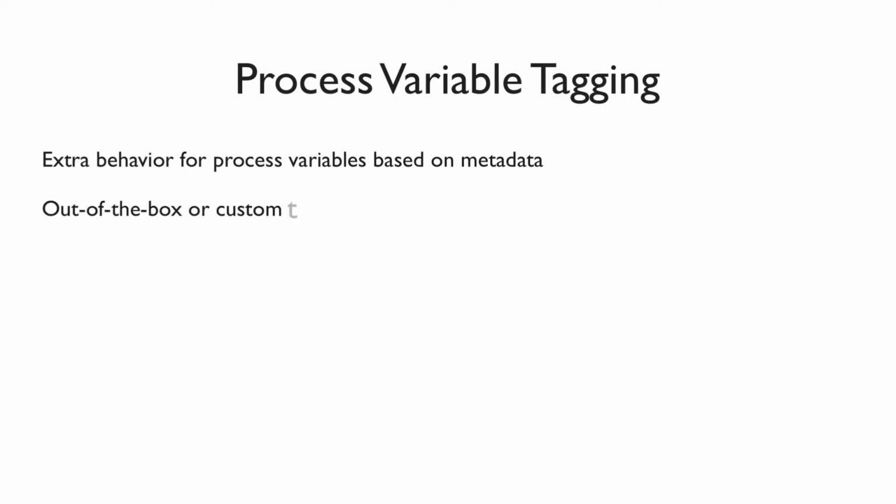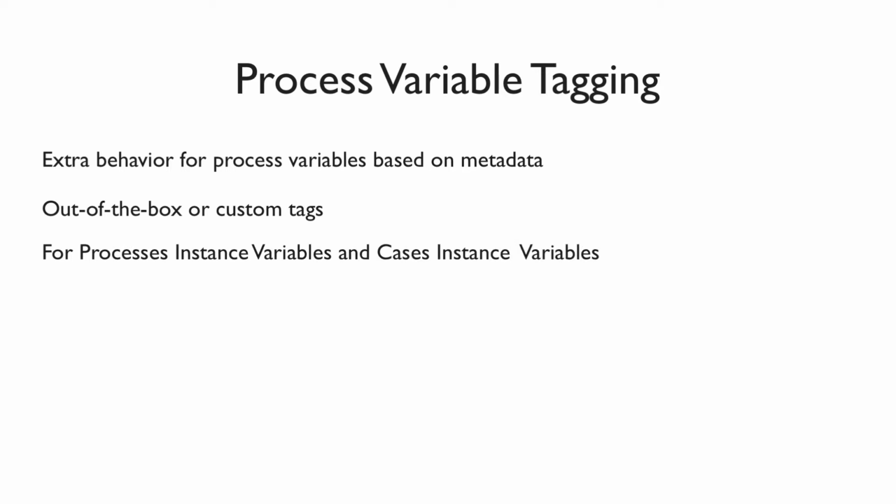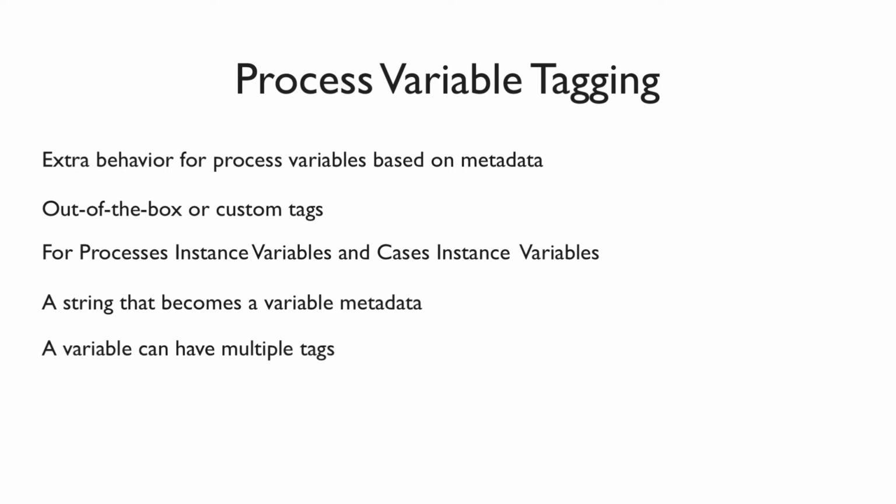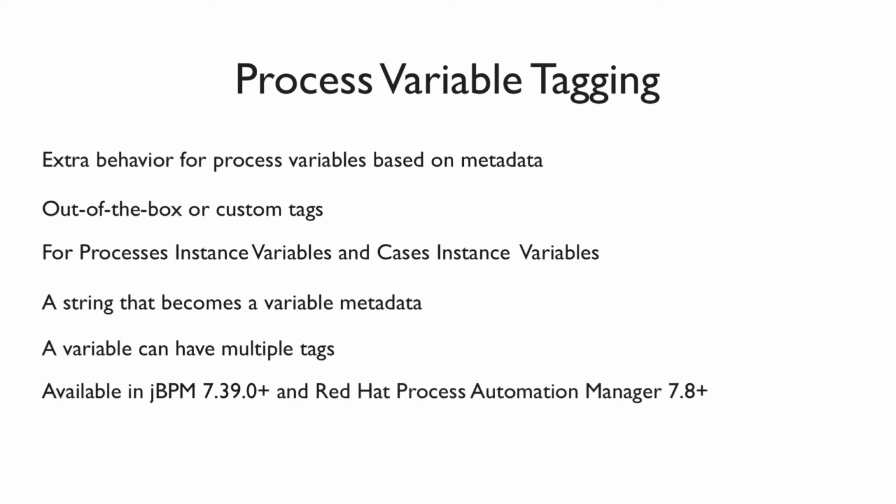Hi, I'm Karina Varela, and in this video we are going to talk about process variable tagging, a feature that allows developers to hint JBPM for extra behavior to a specific process variable. Tags can be out of the box or custom ones, and they can be used in process instances and case instances. These tags are simple string values that are added as metadata to a specific variable in your process or case, and each variable can have multiple tags. This feature is available in JBPM 7.39 or Red Hat Process Automation Manager 7.8+.